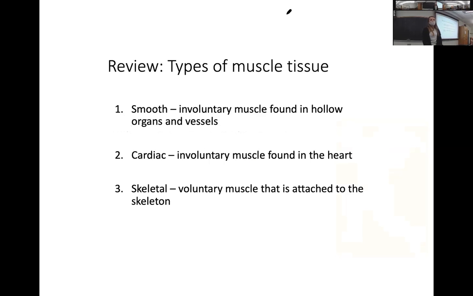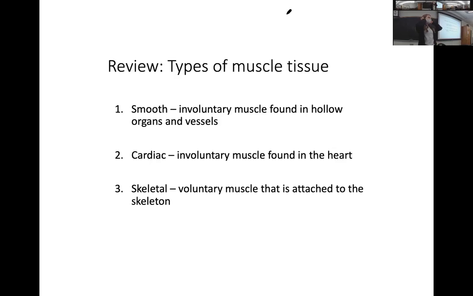So just a review, we should remember this from a previous chapter. There are 3 different types of muscle tissue. The first one is smooth muscle tissue, and this helps with involuntary muscle movements found in hollow organs, such as your stomach and things like that, your colon. This is involuntary muscle movement. So there are muscles that are moving in your body that you're not consciously thinking of. That's that involuntary movement.